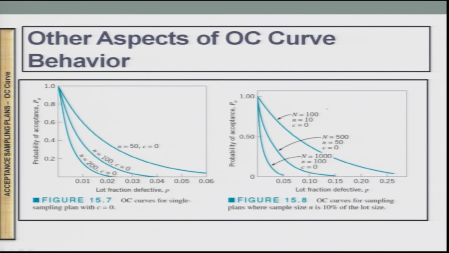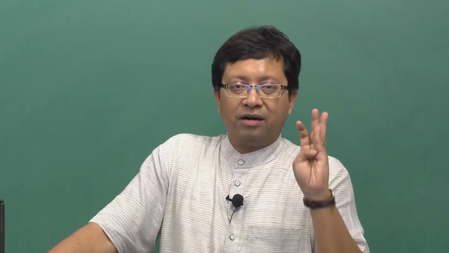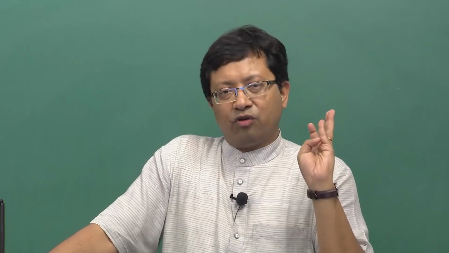Now, let us come to the other type of graphs. All are the OC curves, but here what is important to note is that in many of the examples which I did mention, though fleetingly, the main dictating parameters based on which the OC curves would be drawn are capital N, small n and small c. Till now we have only discussed the sample size small n and the number of defects in the sample, and based on the number of defects d, whether d is less than or equal to c or greater than c, you accept or reject that particular lot.